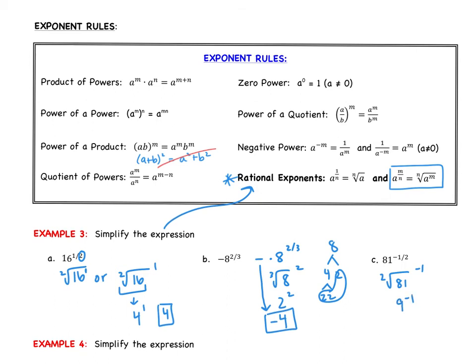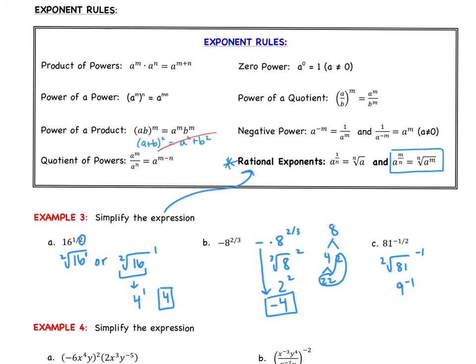So I get 9 to the negative first, which is not -9. Okay, not -9. The negative exponent, as you can see from above, flips. So this becomes 1/9. Negative exponent will always flip us. So it becomes 1/9, not -9. Questions?